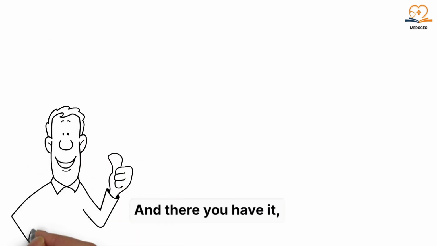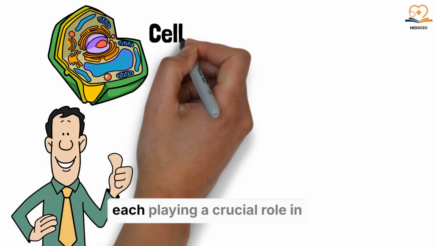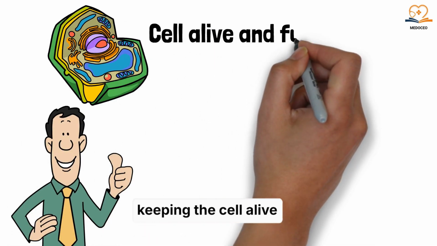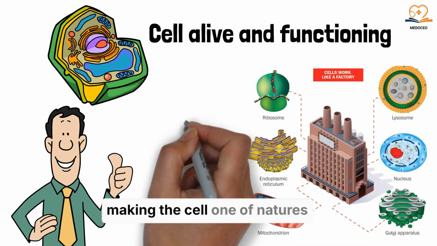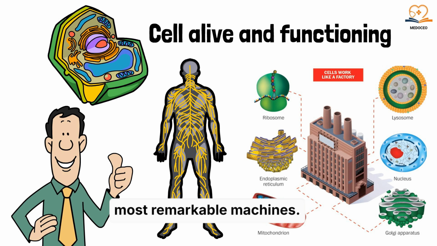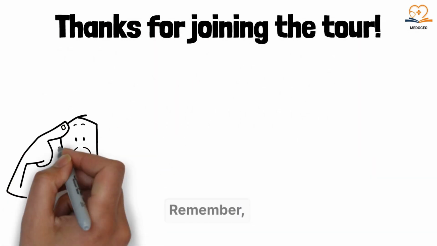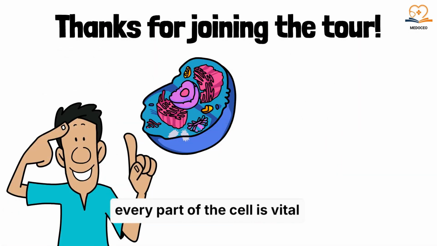And there you have it, a quick tour of the cell parts, each playing a crucial role in keeping the cell alive and functioning. Every part of the cell works harmoniously, making the cell one of nature's most remarkable machines. Thanks for joining the tour. Remember, every part of the cell is vital to life.